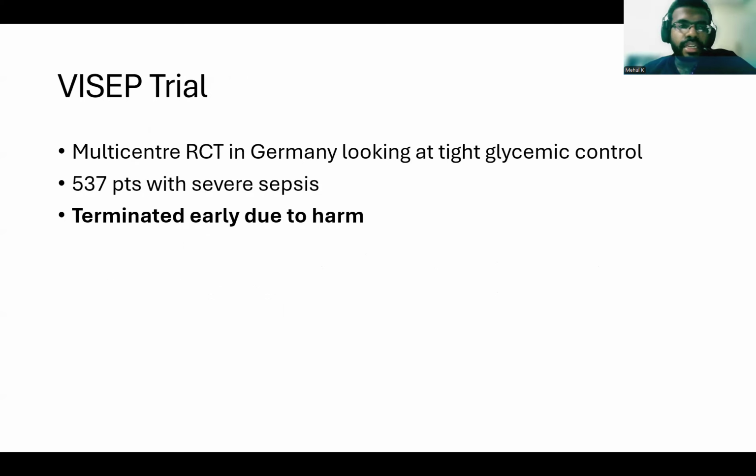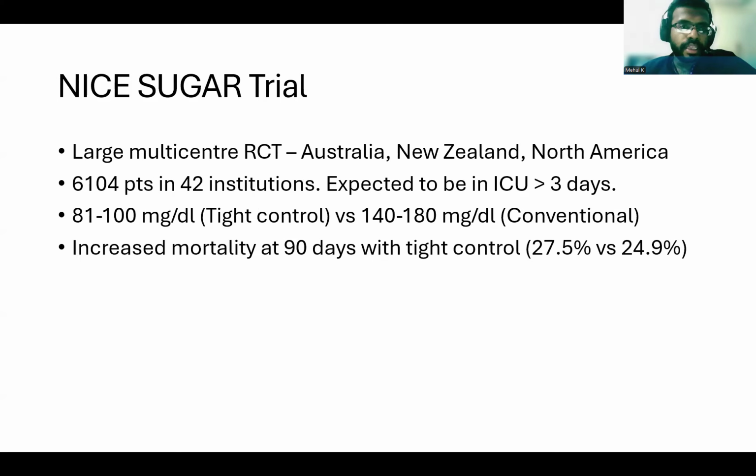Then you have the BICEP trial, which was done in Germany, which looked at around 500 patients with severe sepsis, and this is actually the reverse, where it was terminated early due to increased harm in the tight glycemic control group due to increased hypoglycemia. So that was actually the complete opposite result. And then you come to the big trial, which is the NICE-SUGAR trial. And this is probably the best trial that we have on this particular topic.